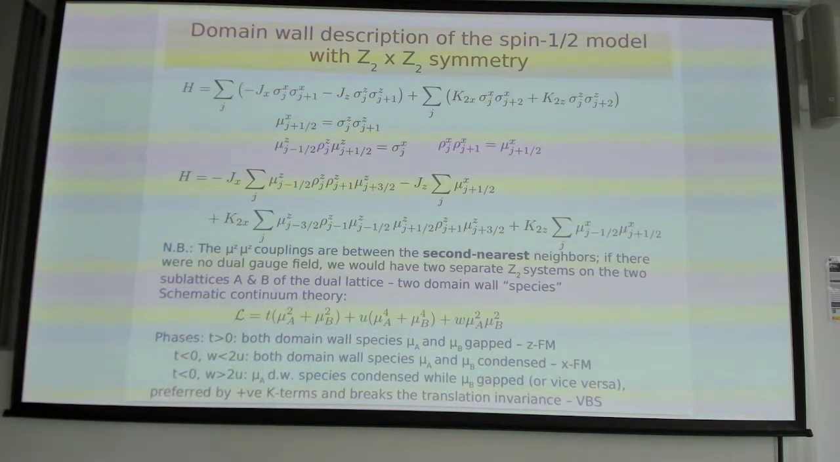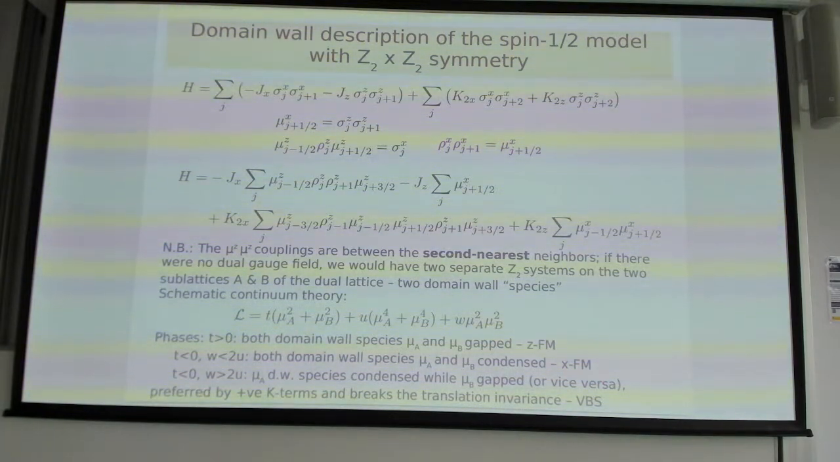Well, if you condense one domain wall while the other is gapped, or vice versa, these are two energetically equivalent possibilities. You can immediately anticipate this will be translational symmetry breaking, because you condense something on one sublattice and not on the other. And when you analyze this, this is the valence bond solid phase.